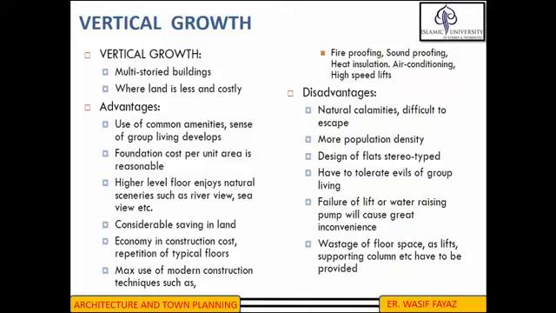It will be possible to make use of modern construction techniques such as fireproofing, soundproofing, heat insulation, air conditioning, and high speed lifts. There is considerable saving in the land, and hence it will prove economical where land values are quite high. There will also be economy in the cost of construction of buildings as the buildings will be designed as framed structures with repetition of typical floor plan at each level.